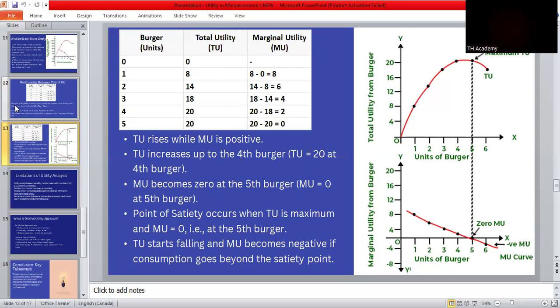So this point is called the point of satiety, where TU is at its maximum and the consumer is fully satisfied. If consumption goes beyond this point, TU starts falling and MU becomes negative, showing that eating too much can reduce overall satisfaction. So the graph clearly shows us how satisfaction changes with consumption and why there is an optimal amount to consume for maximum happiness.